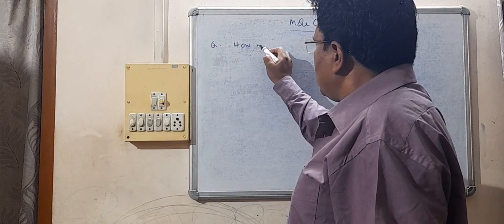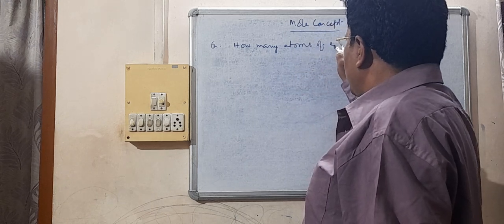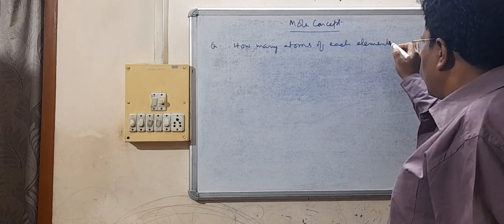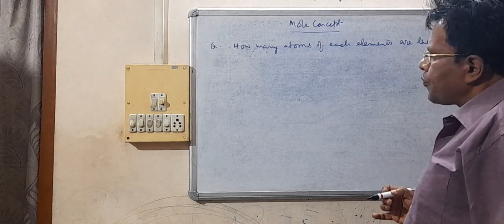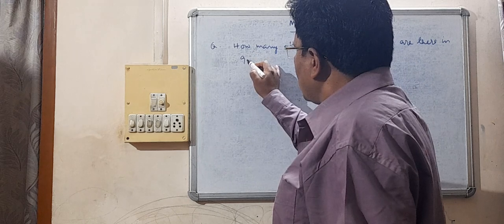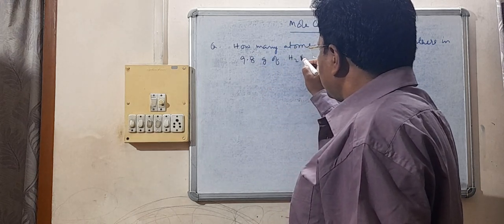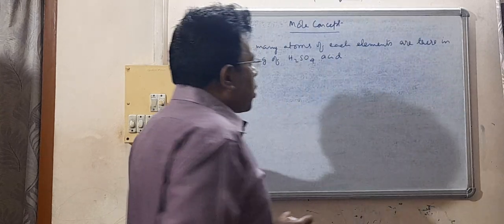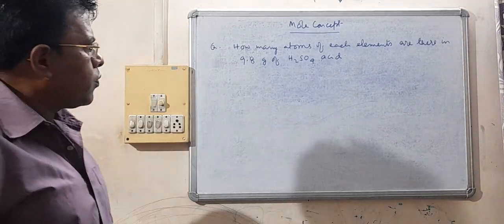Suppose this question: how many atoms of each element are there in 9.8 gram of sulfuric acid? How many atoms of each element are there in 9.8 gram of sulfuric acid?